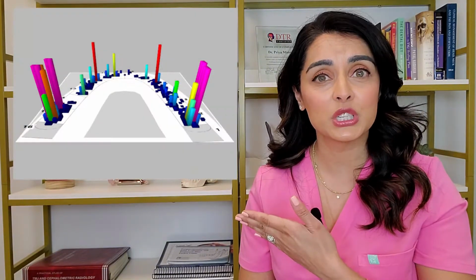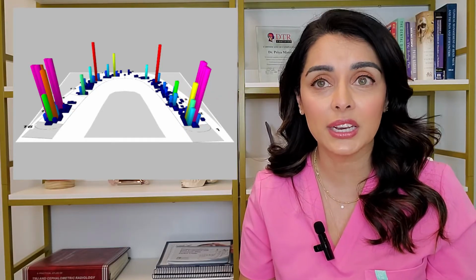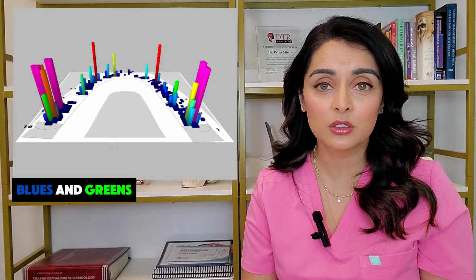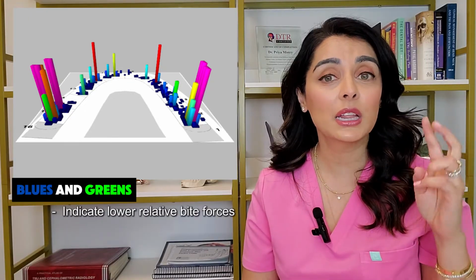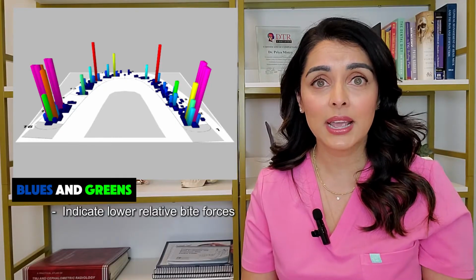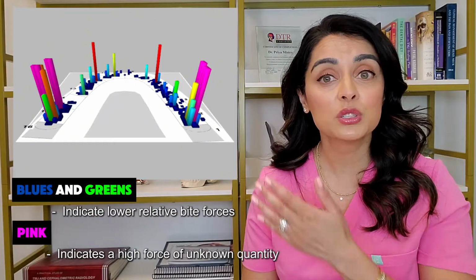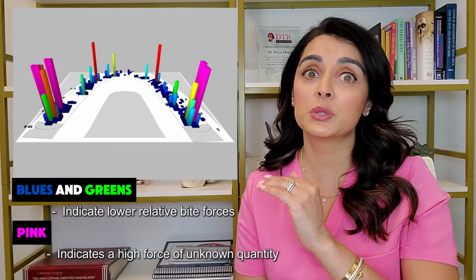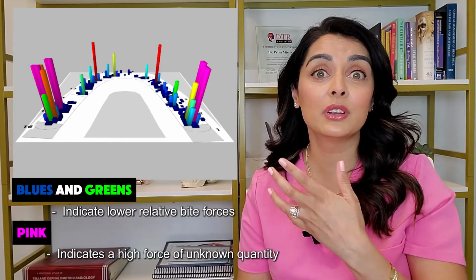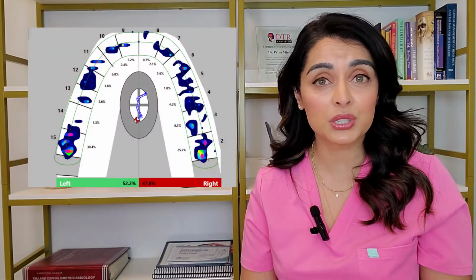Take a look at this image. You can see the dental arch and you can see how the teeth are hitting. Blues and greens, those bars rising up from the teeth or from the arch diagram, indicate lower relative bite forces, and pink indicates a high force of unknown quantity. So one pink bar here may be ceiling level, another may stop just beyond the screen, and while even another may be just a tad higher than a red or an orange force level. You can also see the percentage of bite force per tooth.